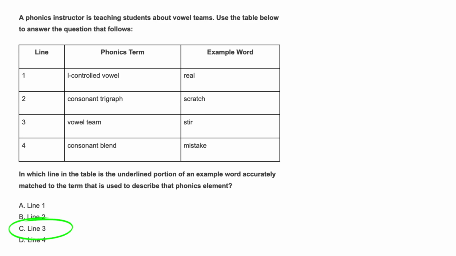The correct answer here is letter C. The underlined phonics element in the word stir, I-R, is a vowel team. A vowel team, remember, is a sequence of two or more letters that represent a single vowel sound. For example, the OA in boat.